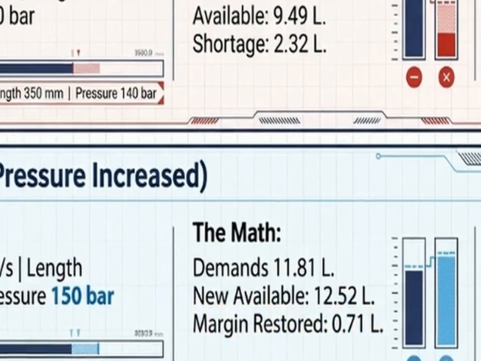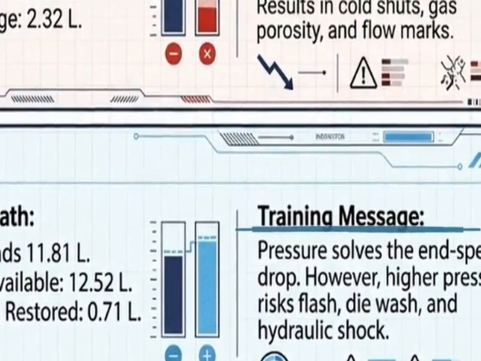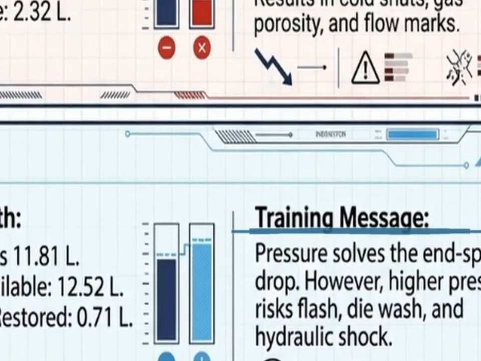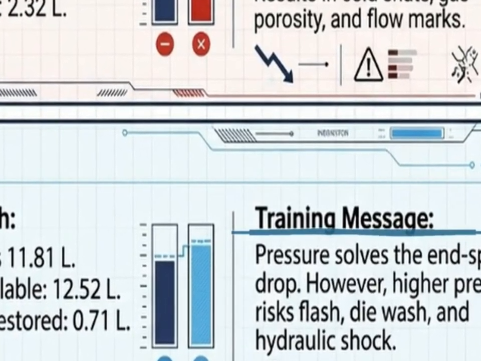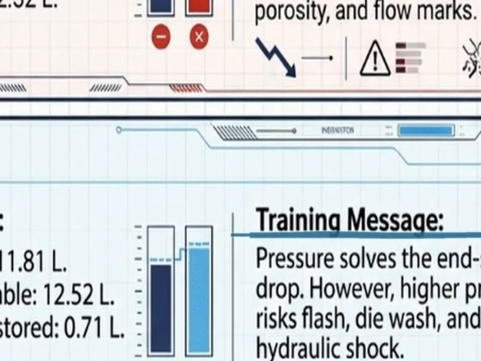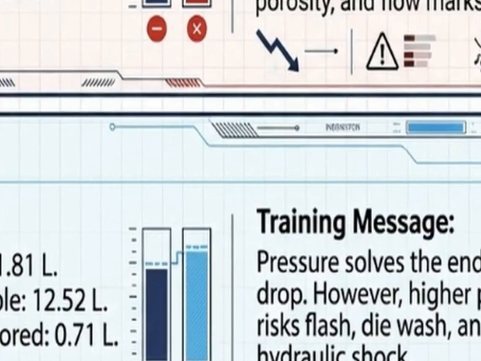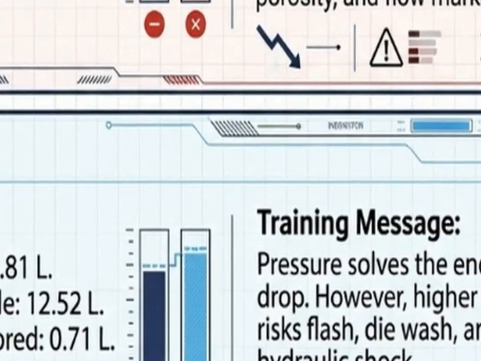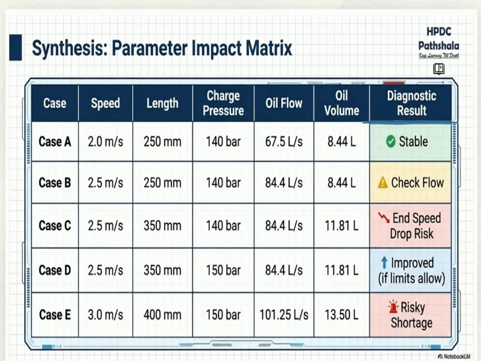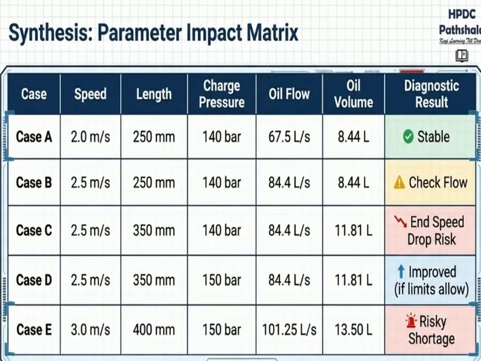By combining flow and volume mathematics, engineers can map out the exact boundaries of their machine before a single shot is fired. This matrix synthesizes those variables. It provides clear diagnostic outcomes for different speed, length, and pressure settings, showing exactly where a setup moves from stable to risky. However, this math also challenges the assumption that you can solve every quality problem by simply dialing up the pressure. Case E illustrates an absolute system limit.